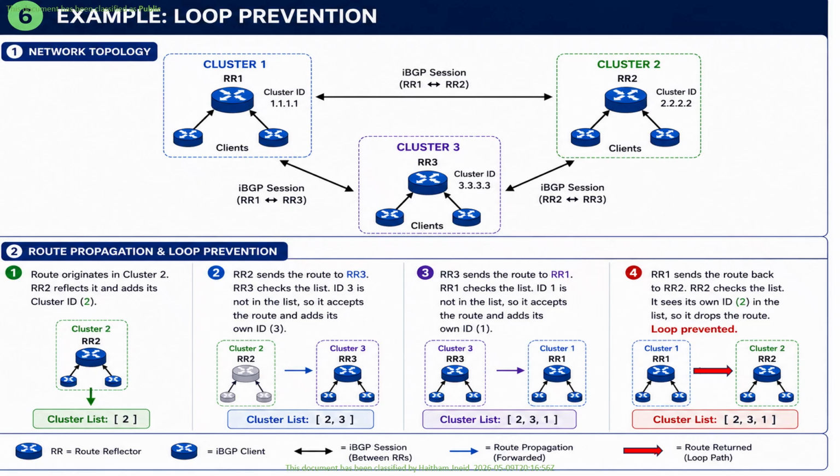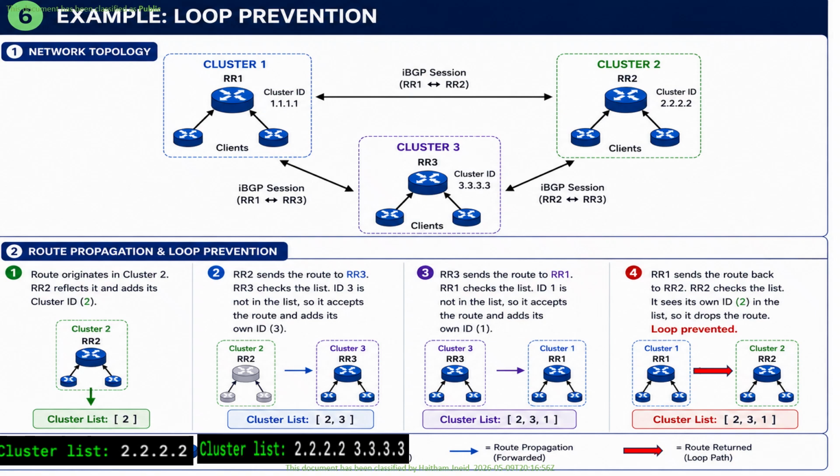Let's say a route starts in cluster 2. Route reflector RR2 adds its cluster ID 2.2.2.2. Then the route goes to RR3. RR3 checks the list. If its own cluster ID is not there, it accepts the route and adds its own ID 3.3.3.3. Now the route reaches RR1. RR1 checks the cluster list, adds its own cluster ID 1.1.1.1 and forwards it.